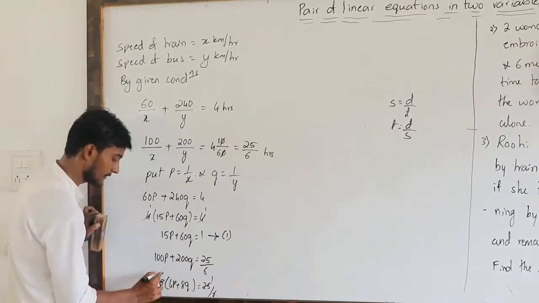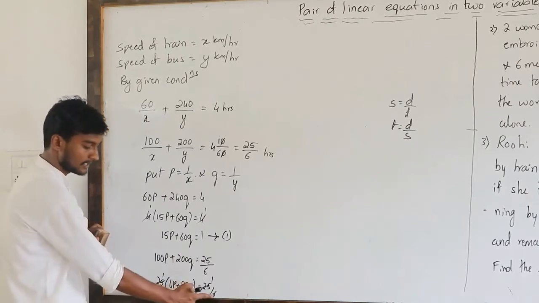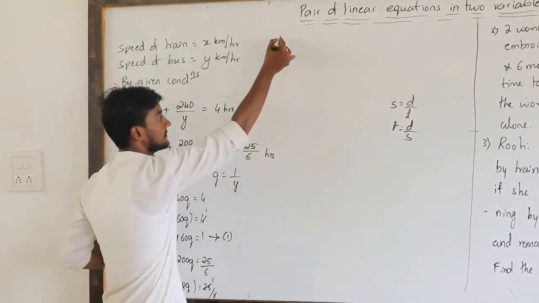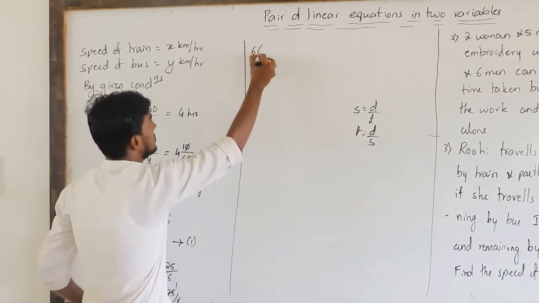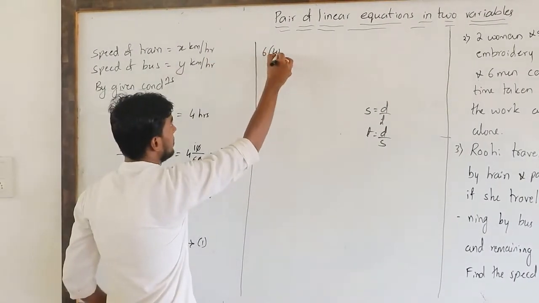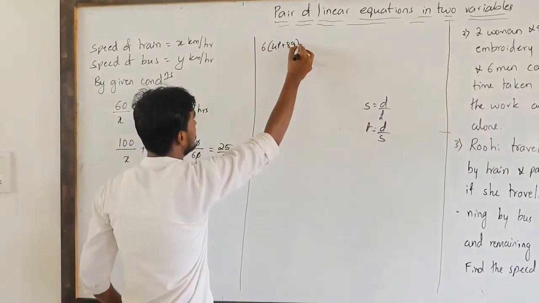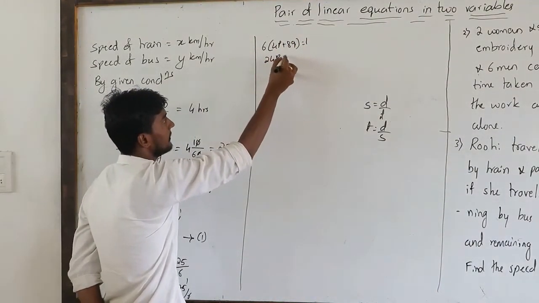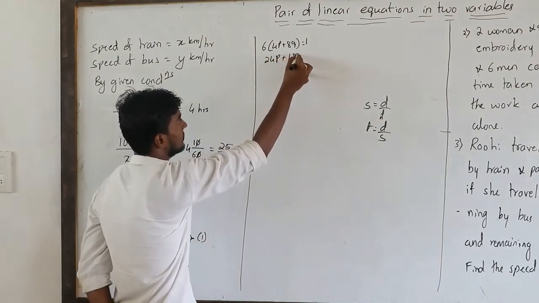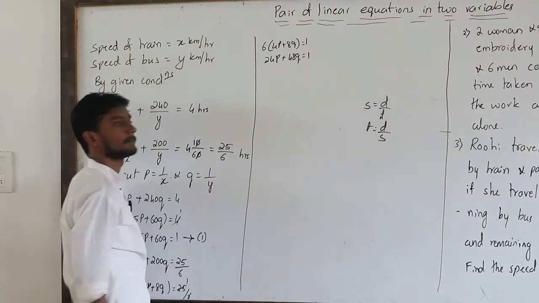25 1s are 25. Now this 6, if you take this side into 6, 6 into bracket 4P plus 8Q is equal to 1. 6 4s are 24P plus 6 8s are 48Q is equal to 1.